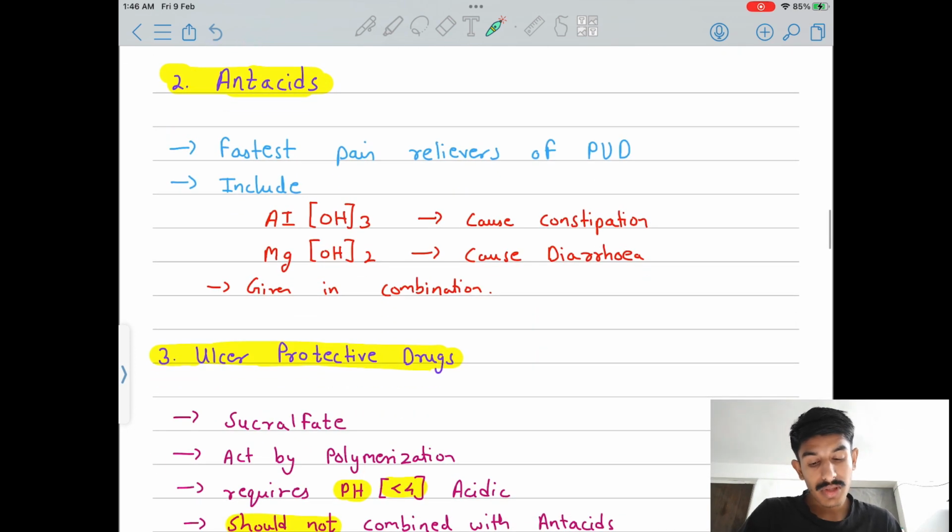So let's move to the next topic, which is antacids. Antacids are given for pain relief, and we usually take antacids in our day-to-day life also. They are the fastest pain reliever in peptic ulcer disease. They include aluminium hydroxide and magnesium hydroxide, and both are given in combination. Why? Because one causes constipation and one causes diarrhea, so they cancel each other out, as I told you in fixed dose combination therapy.